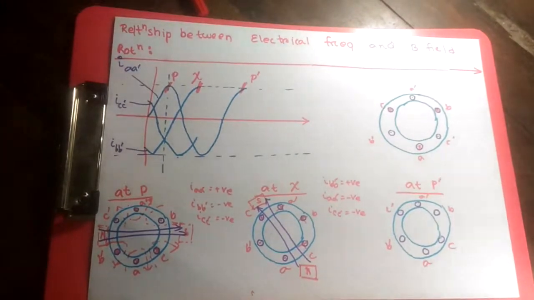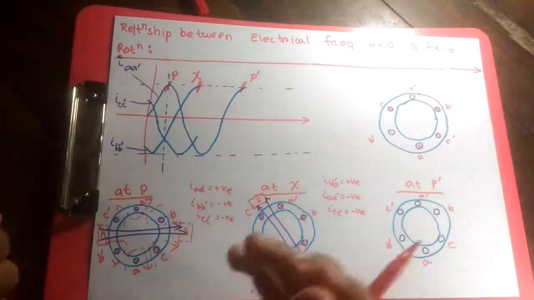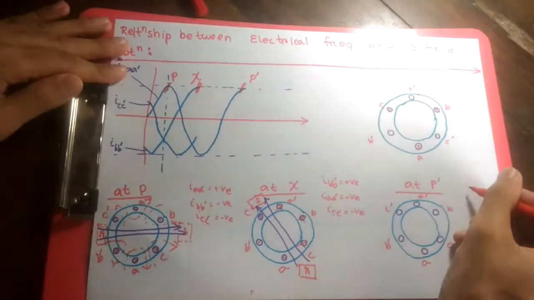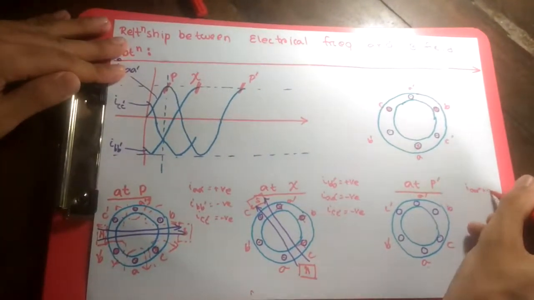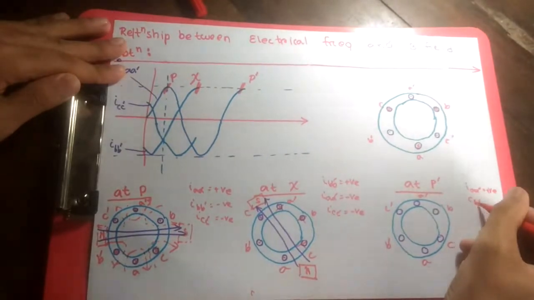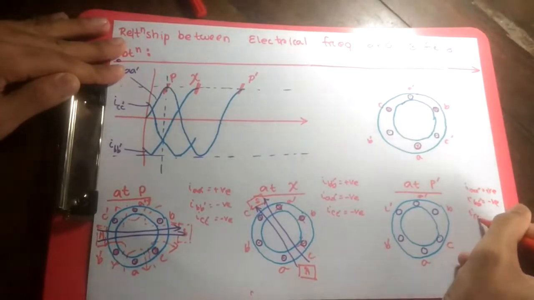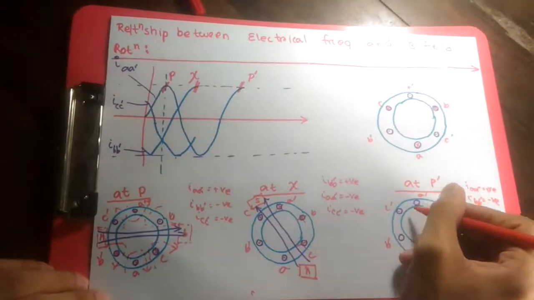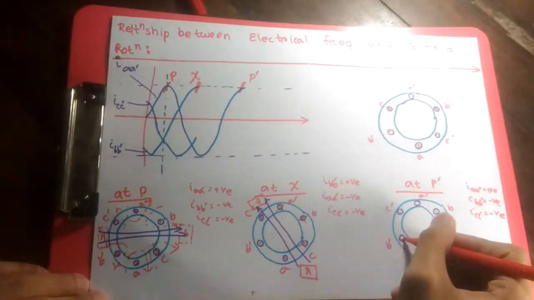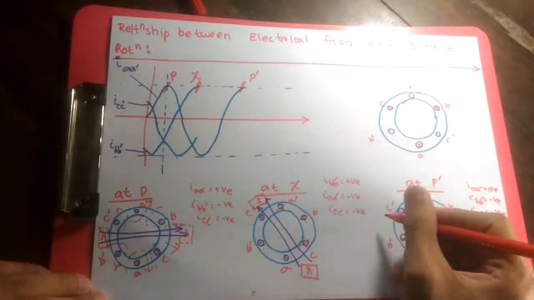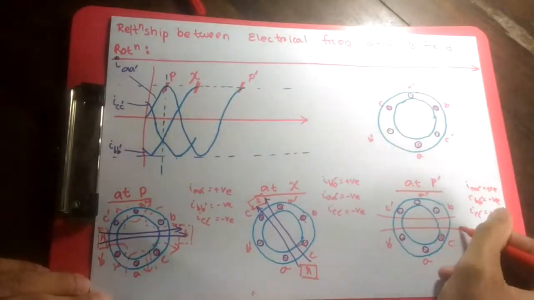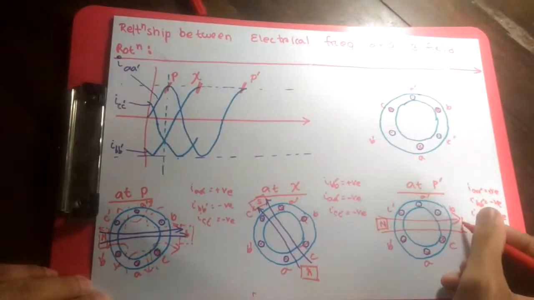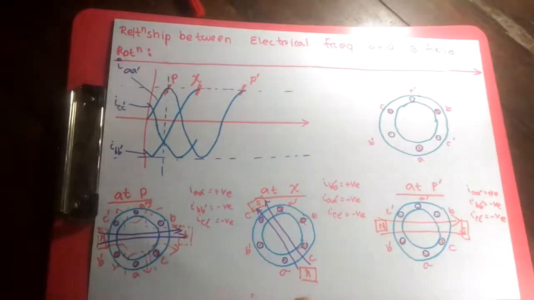Alright, what will be at some moment P dash afterwards, which is equivalent to P? That means here also IA dash is positive, IBB dash is negative, and ICC dash is negative. So all the scenarios are going to turn out the same, and we will get the same sort of magnetic field. This is north, this is south, alright?